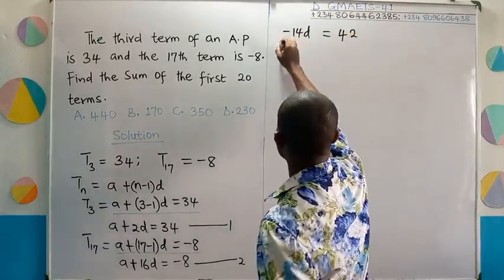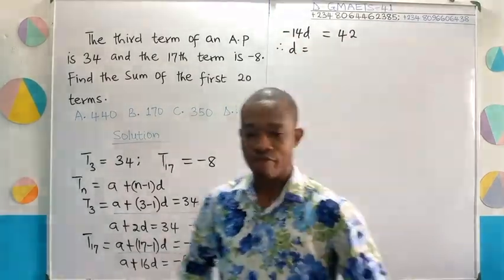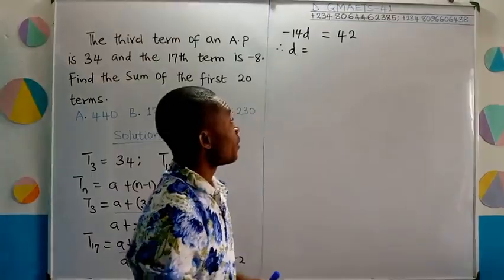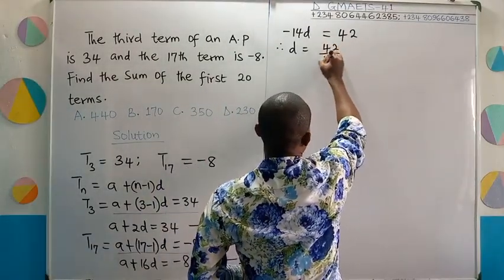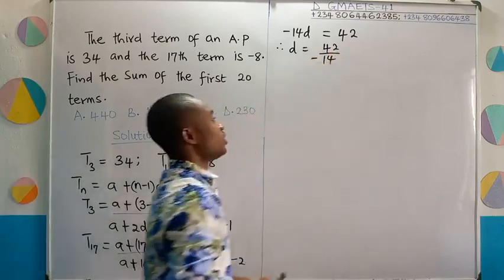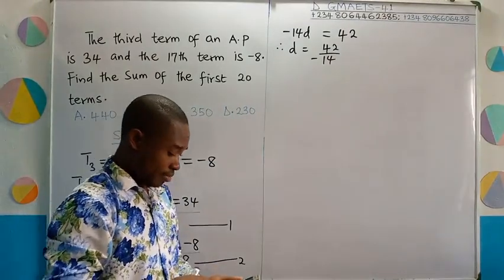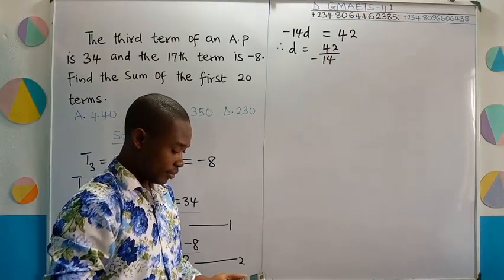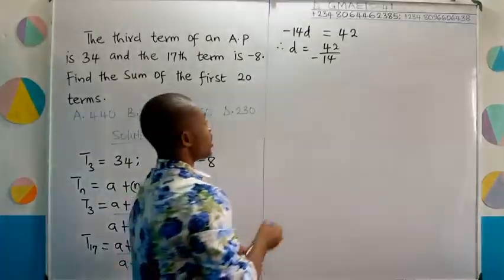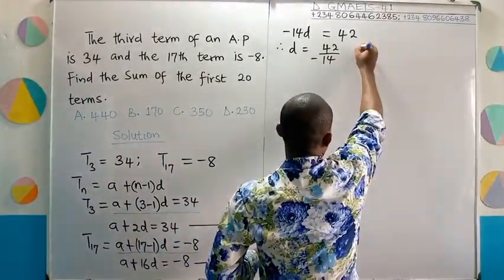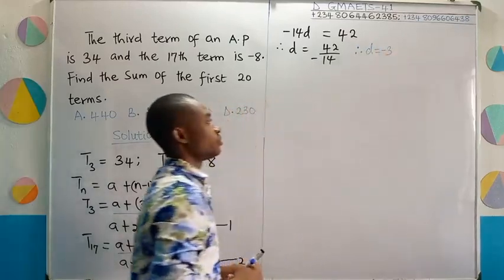Solving for D, therefore, you'd see that the value of D will give us 42 divided by minus 14. Right, so 42 divided by minus 14. What are we going to get? Let us find out. 42 divided by minus 14 gives us minus 3. It simply means that the common difference of this problem is equal to minus 3.